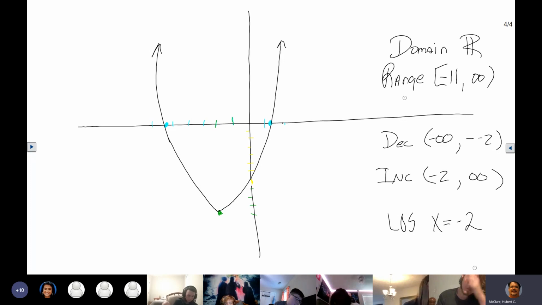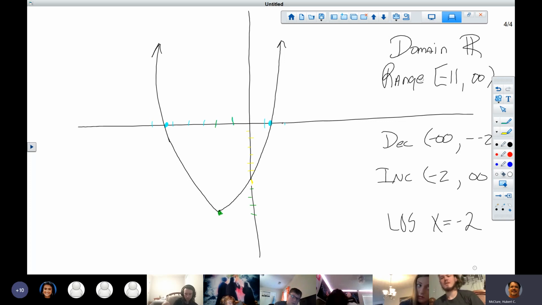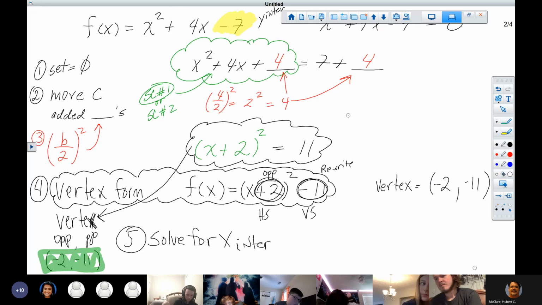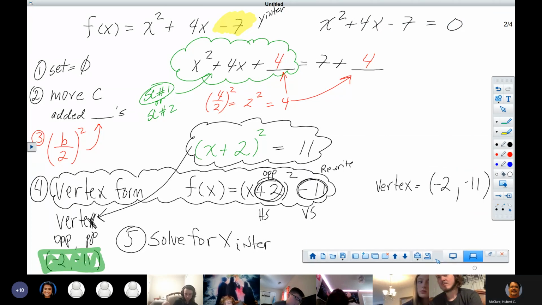So let's go back to the original problem. There is your problem. And hopefully you have seen completing the square before. Yes or no, maybe? Yes. Okay. All right.